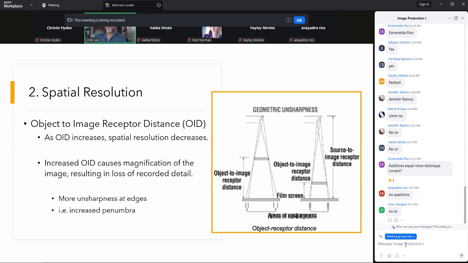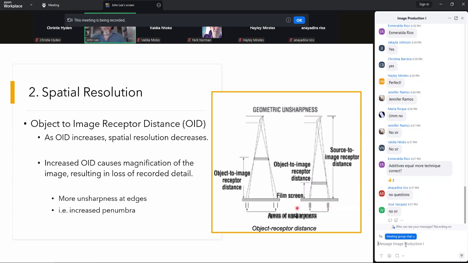Now, this will lead to one of our size distortions. Well, our only size distortion, actually, magnification. But in particular, where we're talking about spatial resolution, we're talking about the amount of false shadow or penumbra, or the unsharpness of our edges. So the closer we can get our object, the lower our OID, the less and smaller the area of unsharpness.